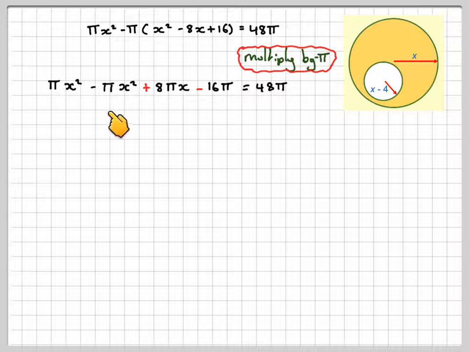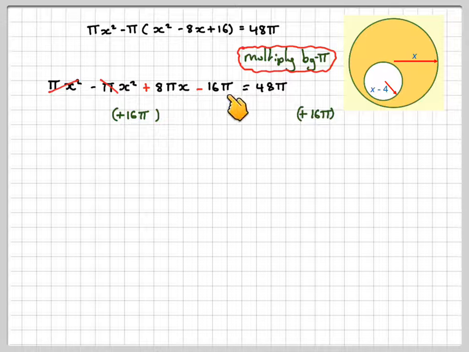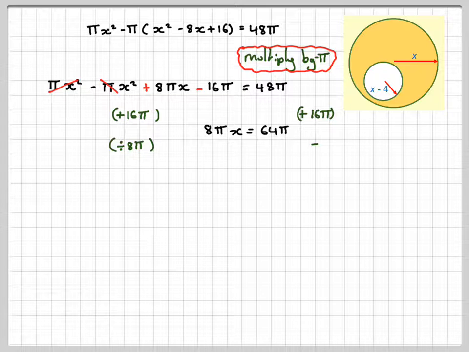Now we've got pi x squared minus pi x squared, they cancel each other out. If we just treat this as one thing, then minus 16 pi, the opposite is to add 16 pi to both sides. So here we're just going to get 8 pi x, and on this side we've now got 64 pi. 48 pi plus 16 pi is 64 pi. Now dividing both sides by 8 pi, we're going to get that x is going to be equal to 8 centimeters.